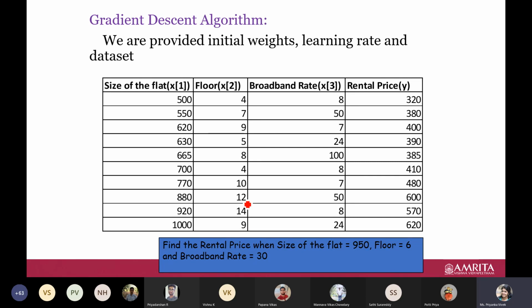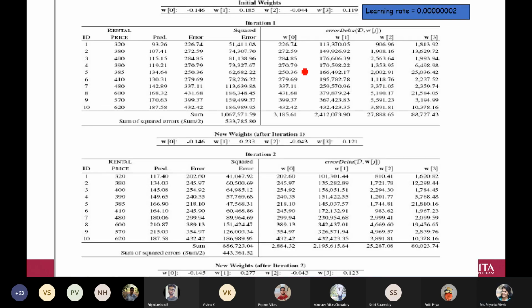Can you see this top part also? You can see the learning rate. Some issue, my mouse is not working properly. Are you able to see the initial weights and the learning rate? One of you just unmute and tell me.